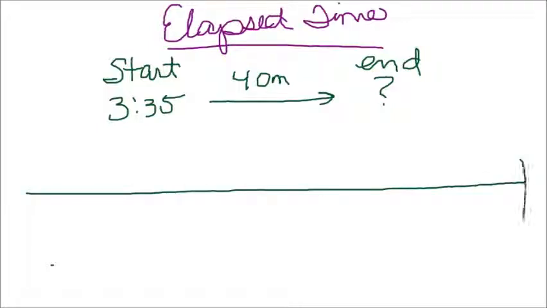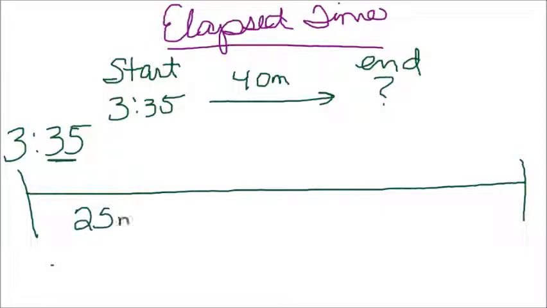You draw your number line. You're going to draw your start time of 3:35. And then we start adding minutes. Okay? Well, I can start off and I can look at this because this is 35. I still want to get to the top of the hour. If I add 25 minutes, is that less than the 40? Well, yes, it is. So 25 minutes. That's going to make my time 4 o'clock.